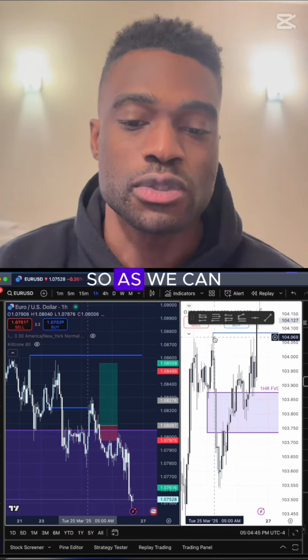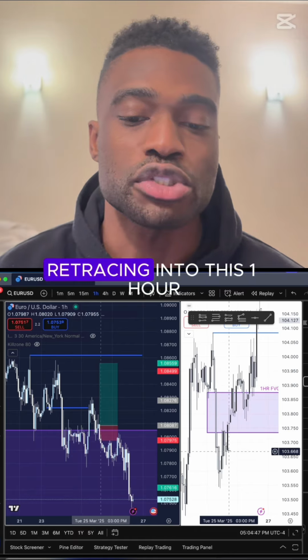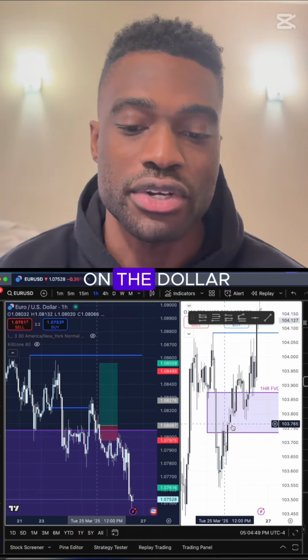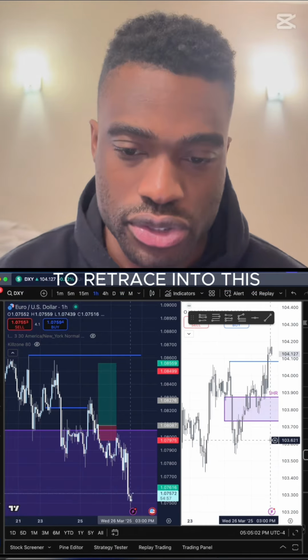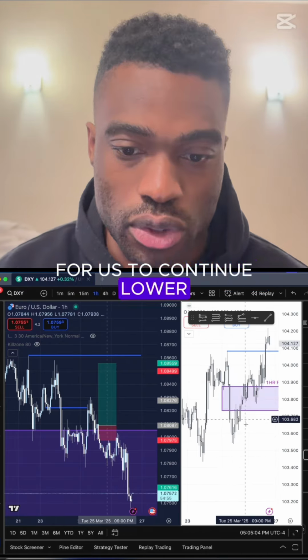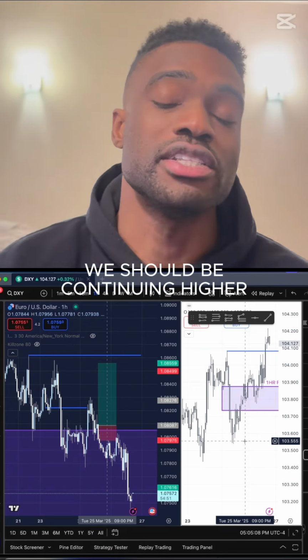So as we can see, we displace lower, retracing into this 1 hour fair value gap on the dollar. And at this time, bullish order flow is failing. So I'm expecting us to retrace into this 1 hour fair value gap for us to continue lower, which means on EU, we should be continuing higher.